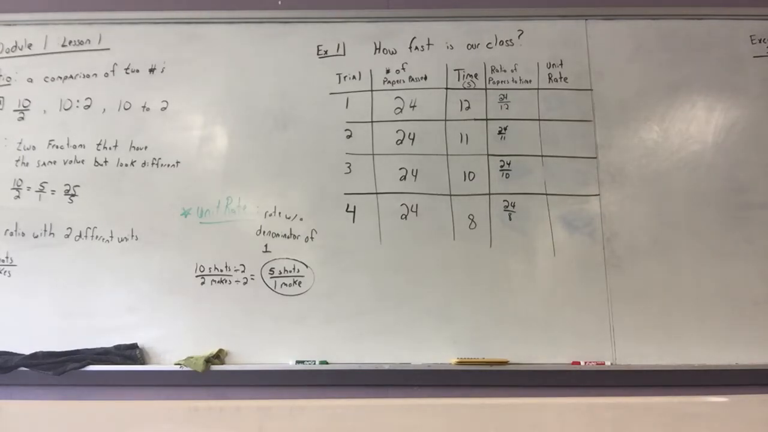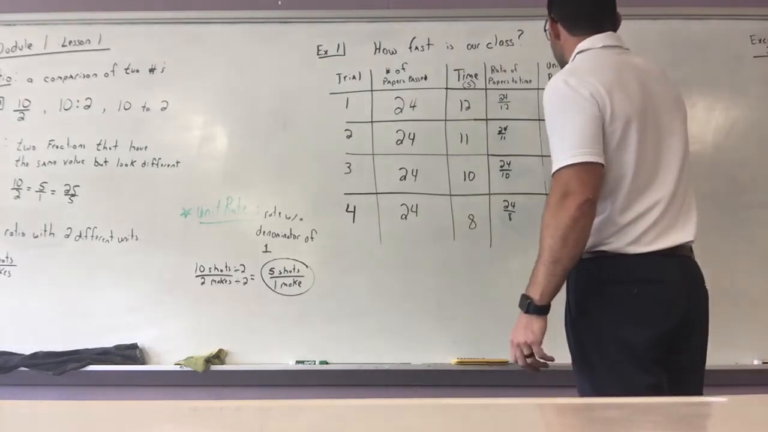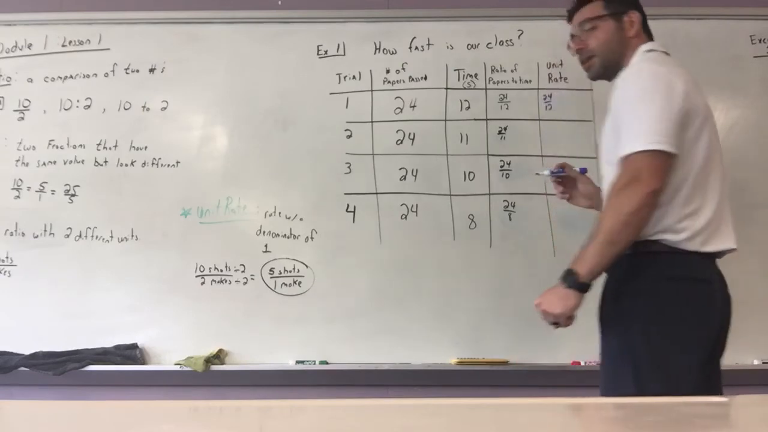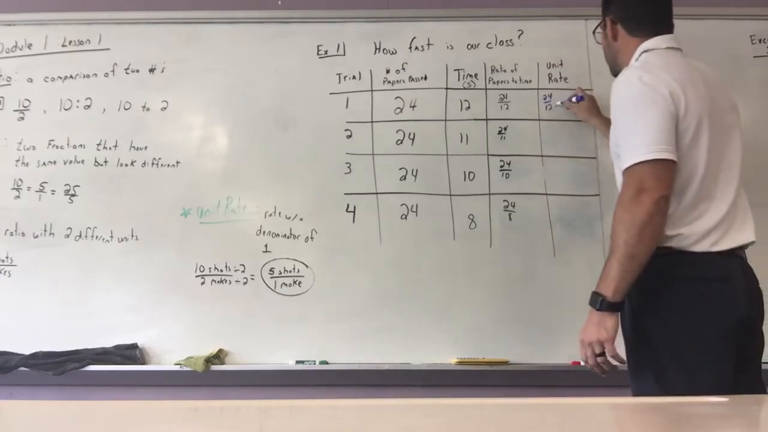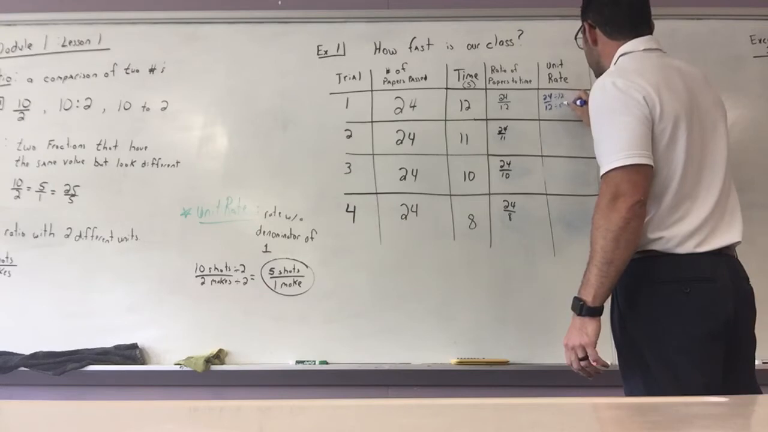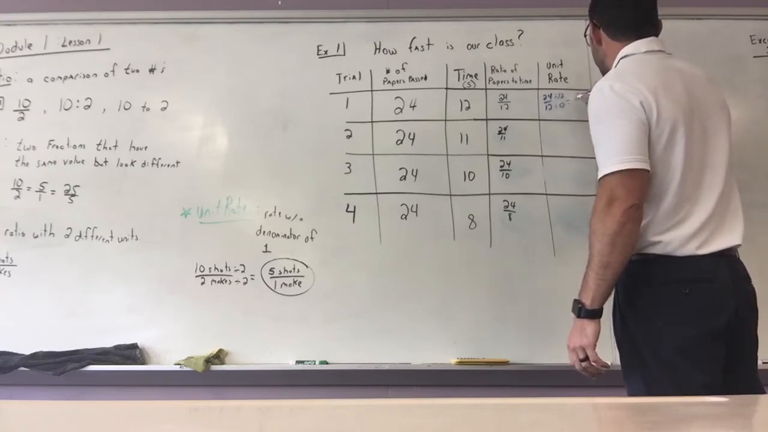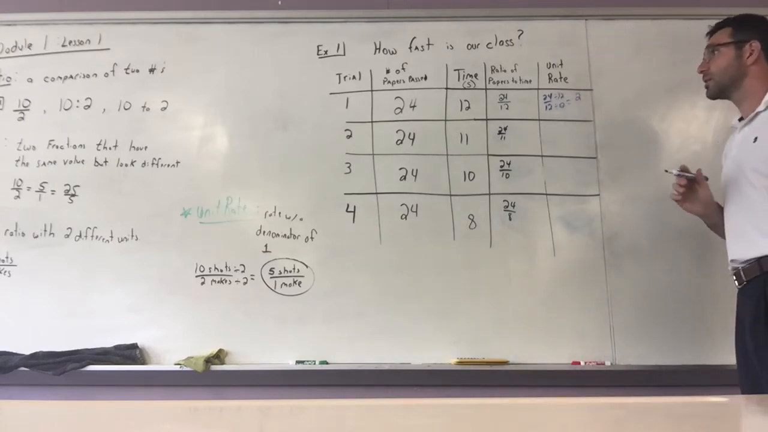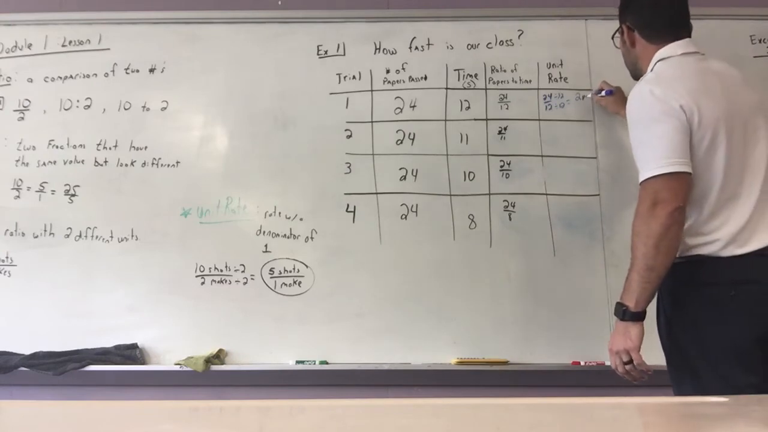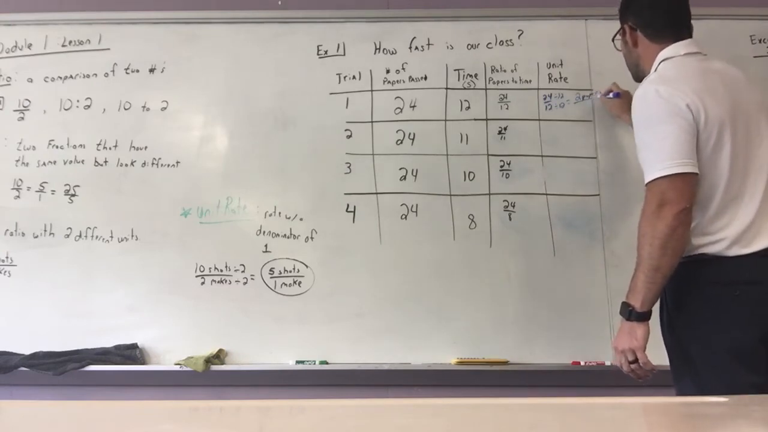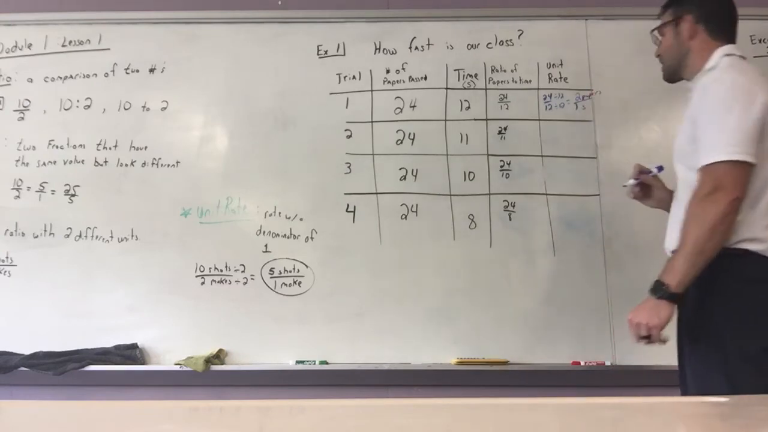We know the denominator needs to be 1. So how are we going to do this? Most of you should have at least gotten through the first couple. If not, that's all right. So, unit rate. Well, my first thing is I've got 24 to 12. In order to get my denominator to be 1, I'm going to divide both by 12. That gives me 2. Now, it's a unit rate. So 2 what? 2 papers for every 1 second.